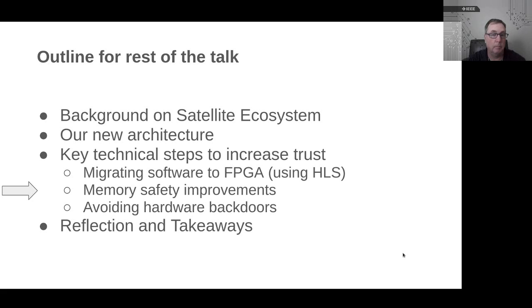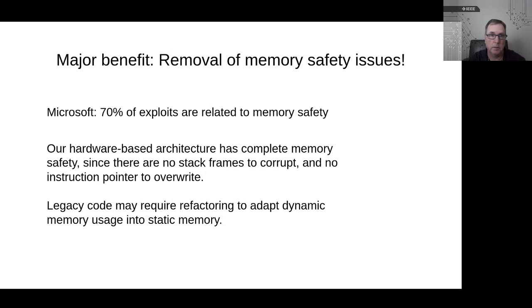Next, I want to talk about memory safety improvements. Studies have shown that the majority of security exploits are related to memory safety. This is a major benefit of the hardware-up approach. Since our hardware-based architecture offers complete memory safety, it does not have things like stack frames to corrupt or instruction pointers to overwrite. In some cases, like we saw with the Reed-Solomon decoder, legacy code may require some refactoring to adapt dynamic memory usage to static memory. As was the case with the Reed-Solomon decoder, this can be a very straightforward process.